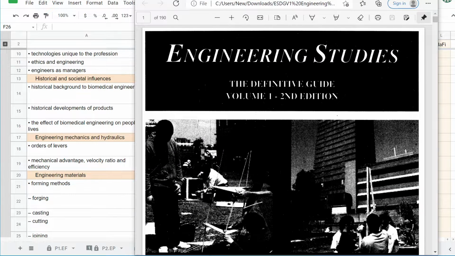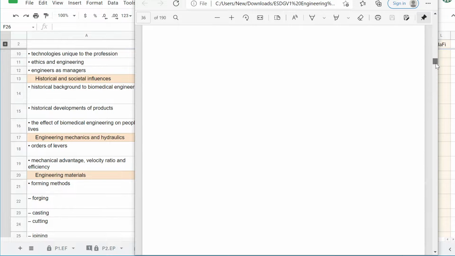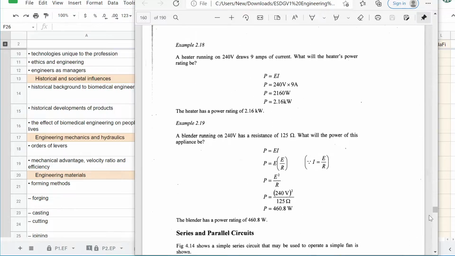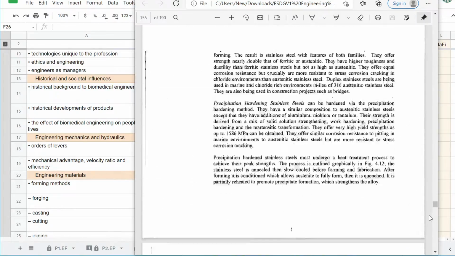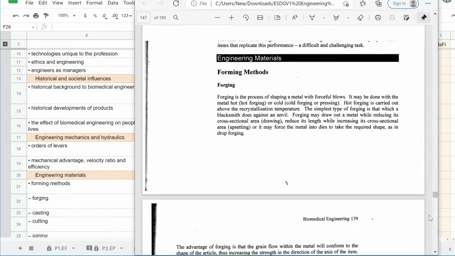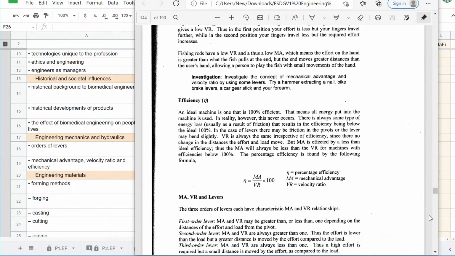So we're using Engineering Studies, the Definitive Guide, Volume 1, Edition 2, maybe. I think it's the 2nd edition. We're looking at Chapter 4, which is Biomedical Engineering, and we're starting with mechanical advantage.